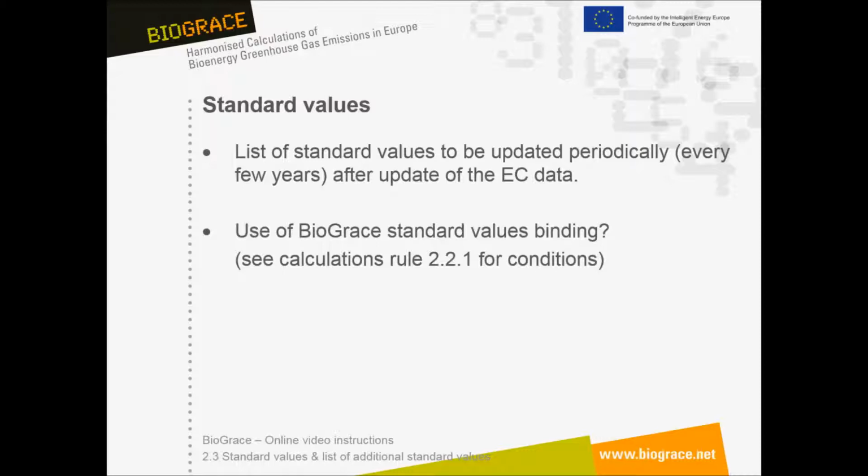If the material is included in the list of standard values, then the requirements are more strict. It has to be documented that the material in question was used, and it has to be documented how the emission from the production and use of this material was calculated. In this case, you should read and apply the second point of BioGrace calculation rule number 2.2.1.